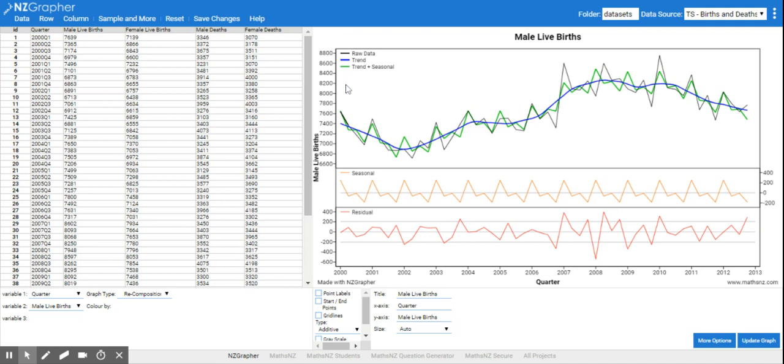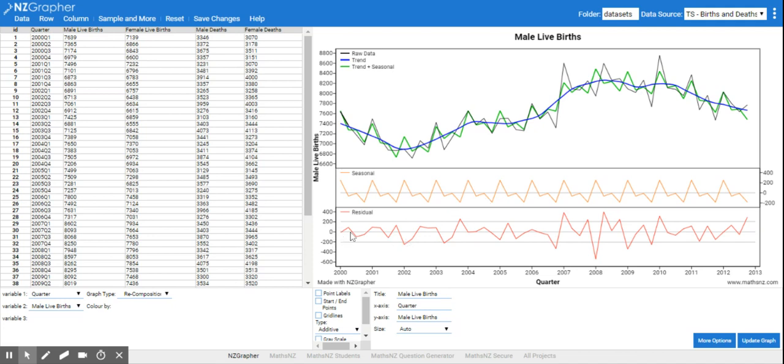The green line is taking this trend, this blue line, and it's adding the seasonal effect. So in quarter one of 2000, it took the trend and it added the seasonal effect for quarter one. And for quarter two, it took the trend and once again, it added the seasonal effect for quarter two, and so on. And it's done this throughout the whole graph. And that produces the green line. So that's the trend plus the seasonal effect. And you can see the seasonal effect is plotted down here.